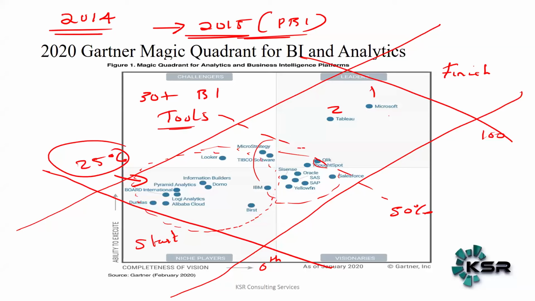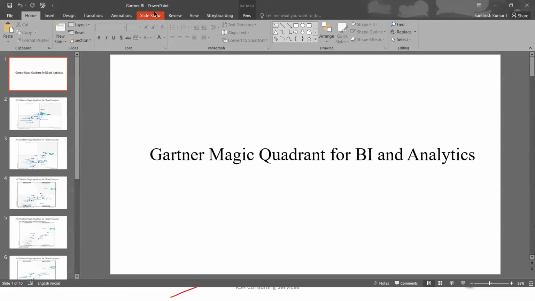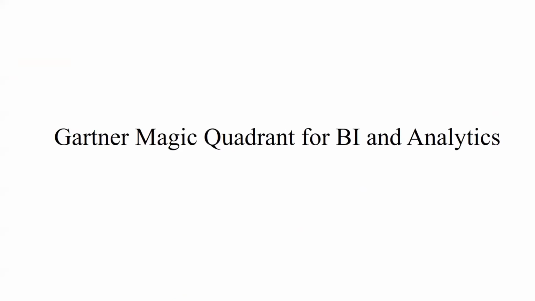Let's go back. The only thing which I don't like is history. In our school and colleges, history was the only subject where I used to score less. But I started to get interested in history after learning about all these tools. So let's go back and see the rewind of our report right from 2015. Let's see where Power BI was standing.